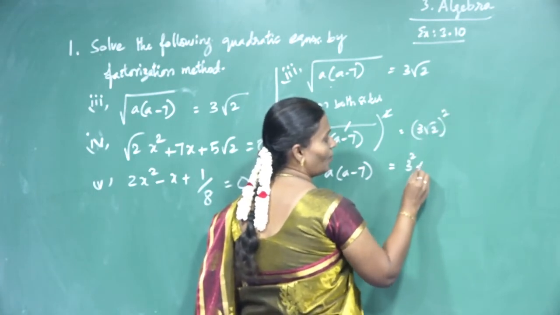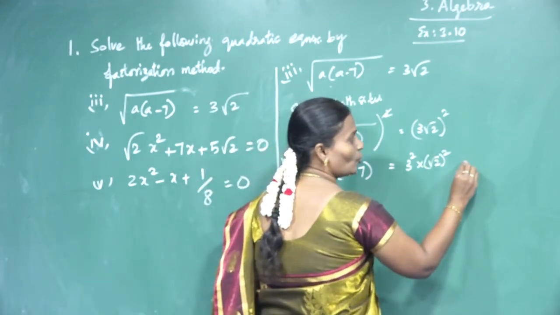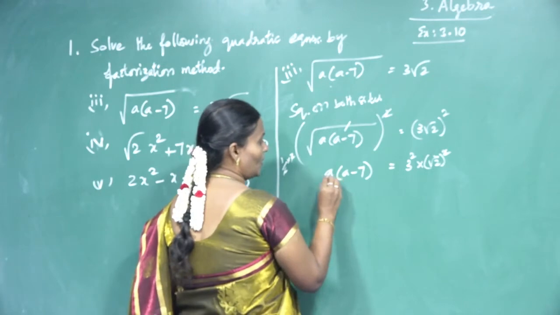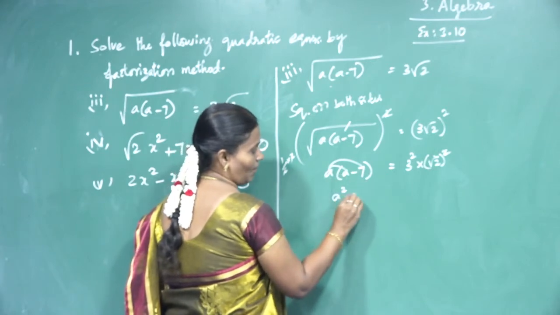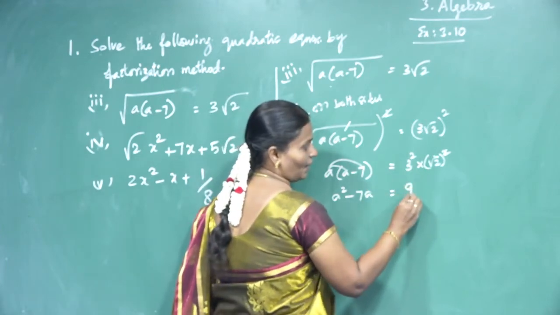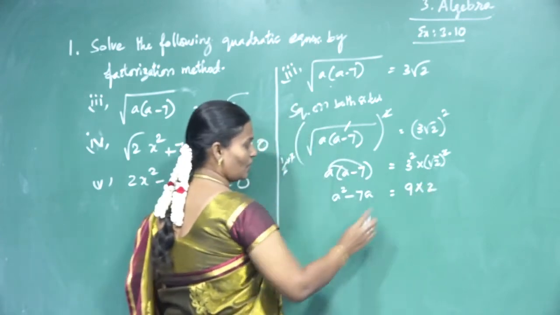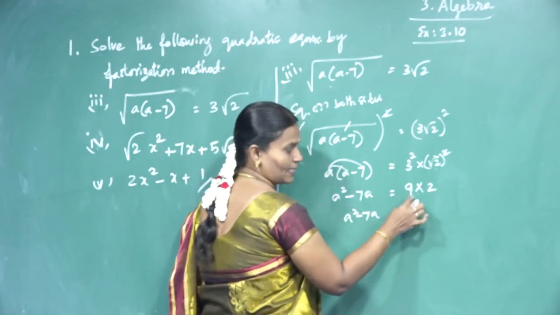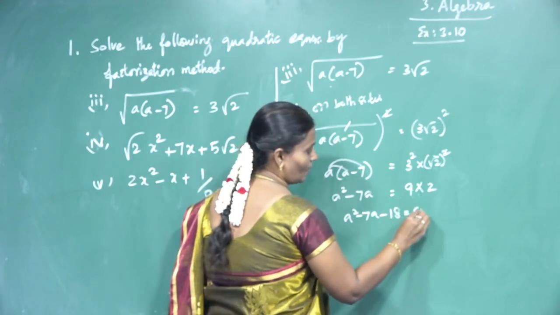So 3 square multiplied by root 2 the whole square. What is root 2 the whole square? Root 2 into root 2, so the square root and square cancel. Now do the multiplication: a into a is a square, then a into minus 7 is minus 7a. This is equal to 3 square, 3 into 3 is 9, into 2. So a square minus 7a equals 9 twos are 18. This right side 18, bring to the left side, that becomes negative. So minus 18 is equal to 0.